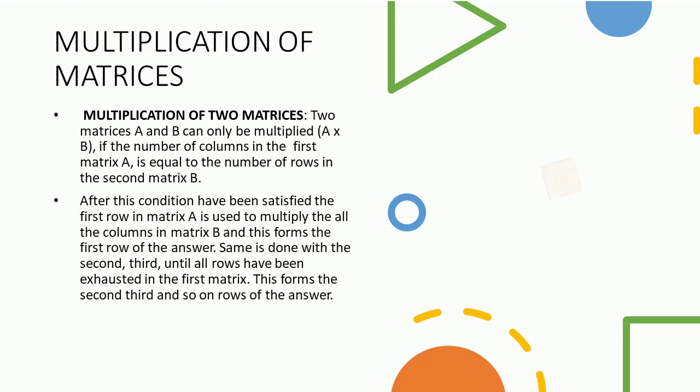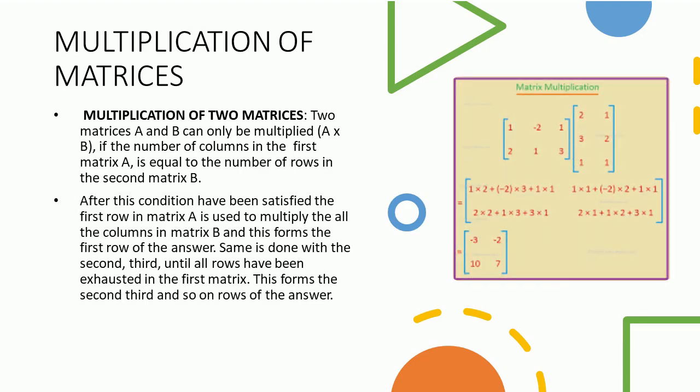Now, after this condition has been satisfied, are you done? No. You now have to actually multiply it. Now, what do we do when we want to multiply? The first thing, you take the first row of the first matrix. Let's look at the example we have here. We have the 2 by 3 matrix here, and we have the 3 by 2 matrix here. This multiplication is possible because the number of columns in A is 1, 2, 3, and is equal to the number of rows in B, which is 1, 2, 3. So you see that this is actually possible.